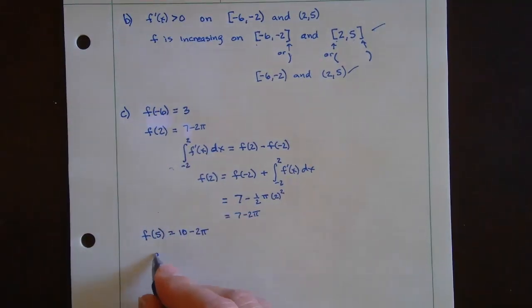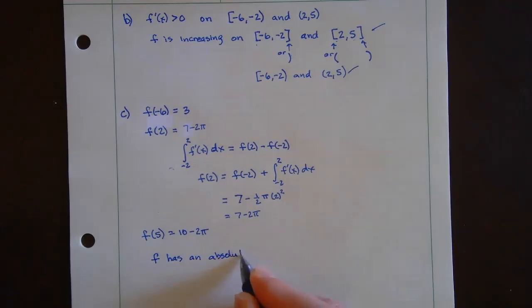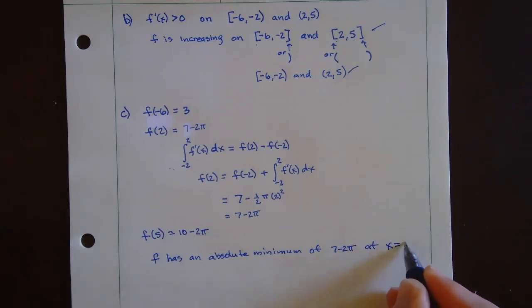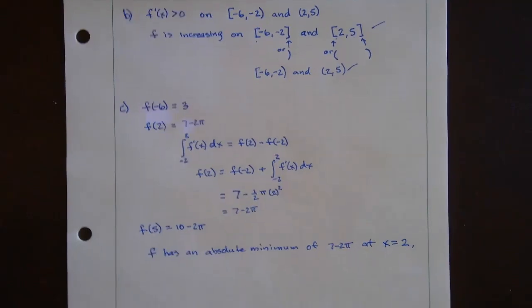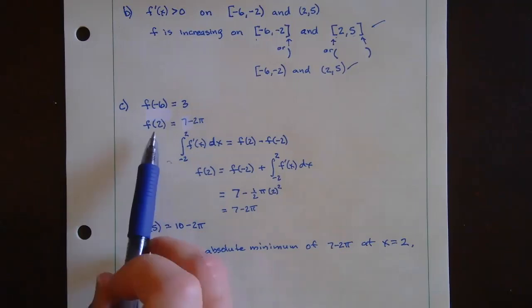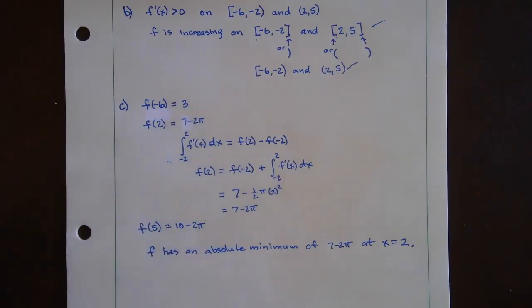So f has an absolute minimum of 7 minus 2 pi at x equals 2. Because that's what it was asking you: find the absolute minimum value of f on the closed interval. Justify your answer. So our justification is that we're checking the critical points, and then the endpoints.